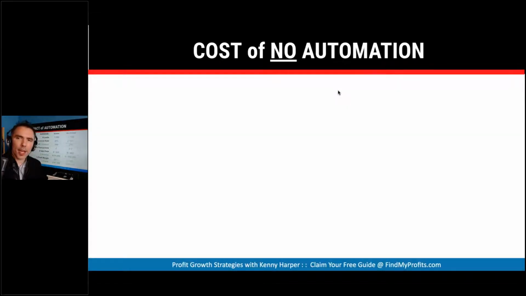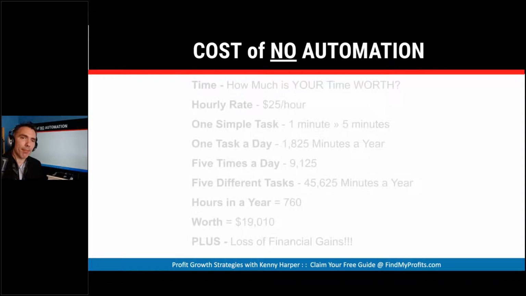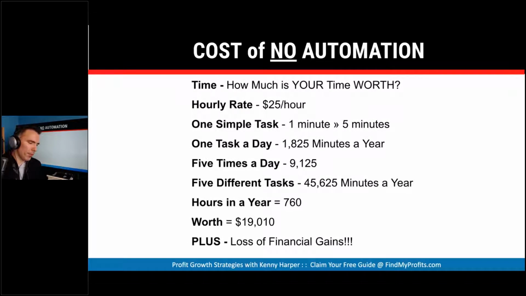Because time is money, right? And that's an important thing to realize, because there is a cost of having no automation. So there's a lot on this slide, so let me just walk through it. If you know how much your time is worth, you can calculate the cost it is by not having automation. And for this example, I chose an hourly rate of $25 an hour. Your hourly rate may be more, maybe less. We're not here to judge, okay?